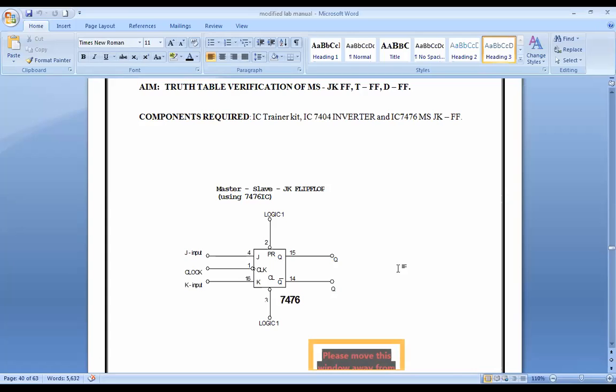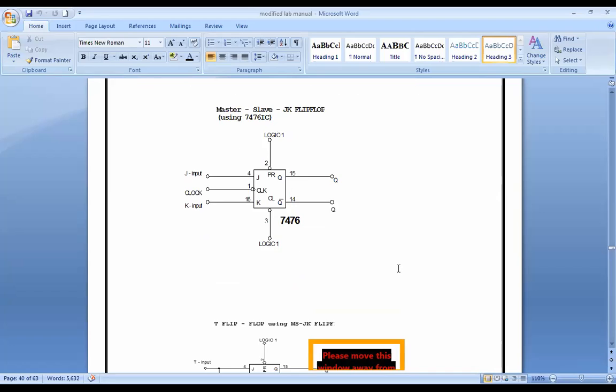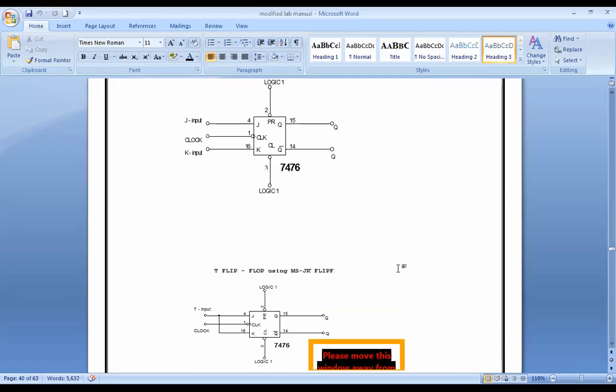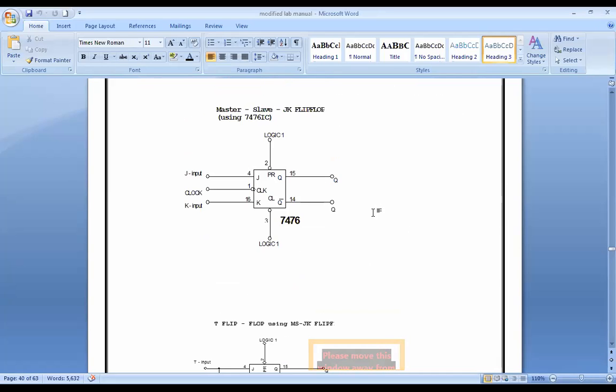Sir, one small doubt. Yes. In this master slave JK flip-flop, that 7476 IC, inside that, are there two SR flip-flops, sir? It will be there. Yeah. The NAND configuration which I showed you, cross coupling and all those things, those will be there. So in order to make things simple, we normally use ready-made ICs. Even that can be done.